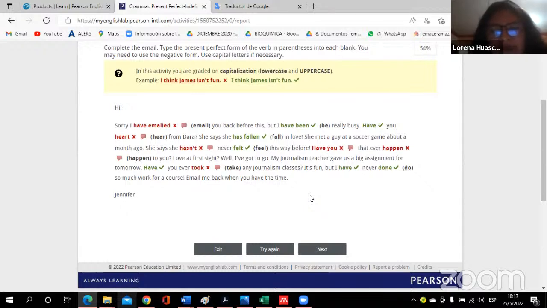And the last one is because of the verb. The past participle of this verb is not took, because took is the past. The past participle is taken, okay, taken. So let's correct it. Okay, please.